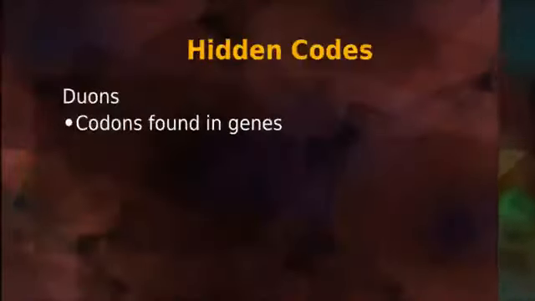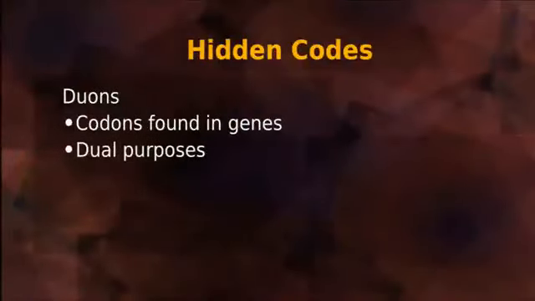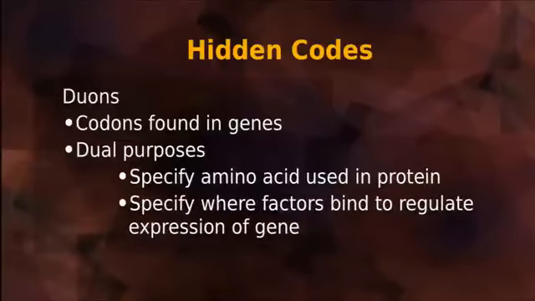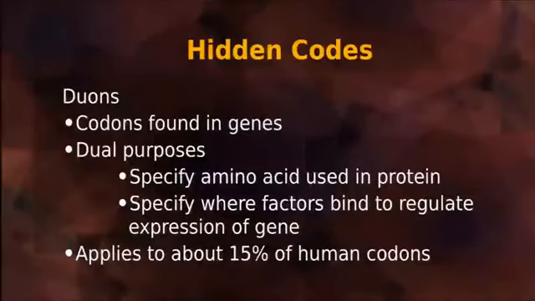They do multiple things. They have what we could say are dual purposes, which is why these particular ones are called duons. Not only do they specify the amino acid in the protein, but they also specify where factors bind to and regulate the expression of the gene. So they're involved in regulation, which, again, no one ever thought before. We just thought they coded for the amino acid. Now they're involved in regulation, going from DNA to RNA, and this applies to about 15% of human codons. So they're doing 2 things.